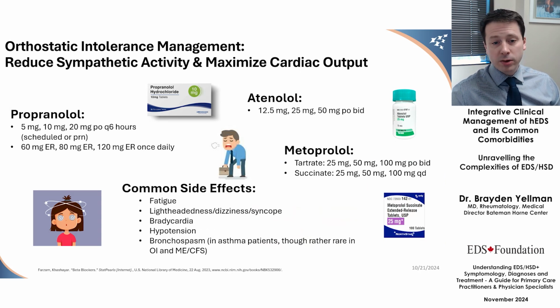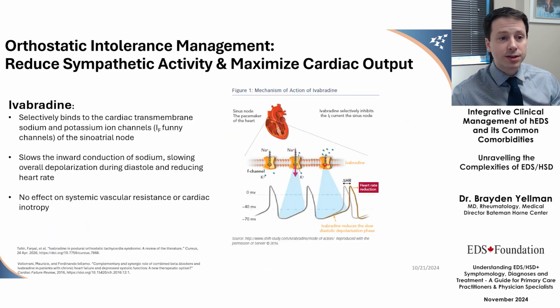Some common beta blockers we use, of course, side effects include lightheadedness, dizziness, fatigue, bradycardia, hypotension, bronchospasm in asthma patients. I find this really rare in our mast cell patients that have asthma, because mast cell mediated asthma is very different than the traditional asthma on the test that we think about that has bronchospasm with beta blockers.